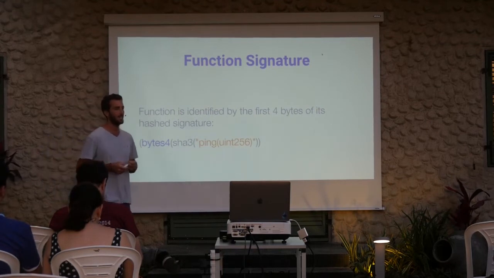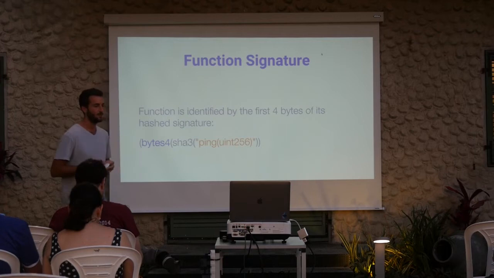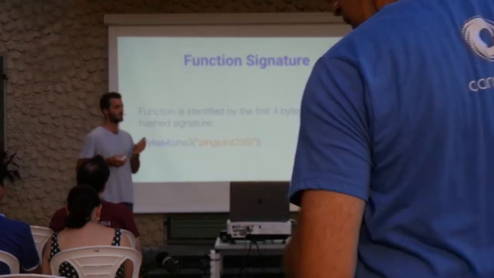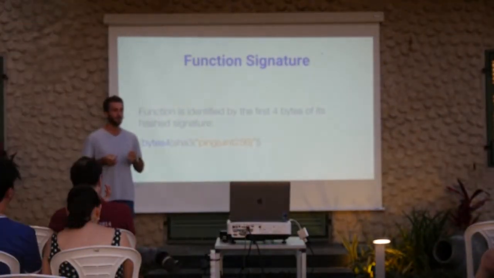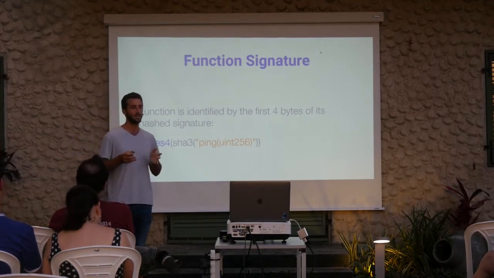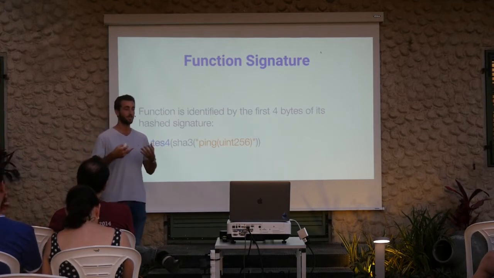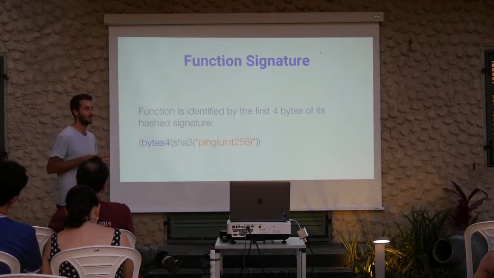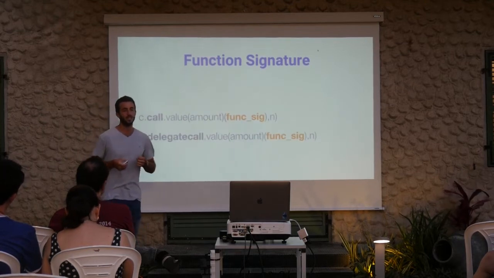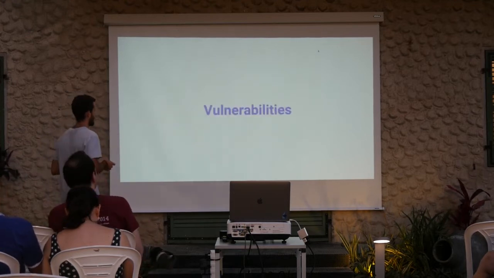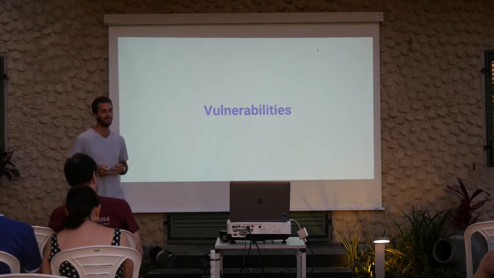In addition, in Solidity, we have something called a function signature. The function signature is declared by the first four bytes of the SHA-3 of the signature of the function. We take a string, which is the name of the function and the list of the arguments, apply the SHA-3 hash function, and take the first four bytes. We use it in order to invoke functions when we use call and delegatecall. Also not so important, but we will use it.